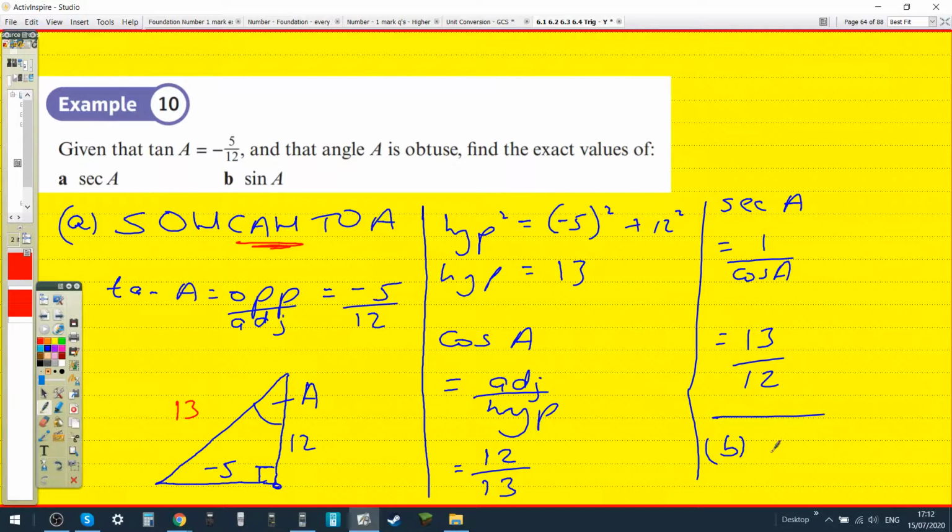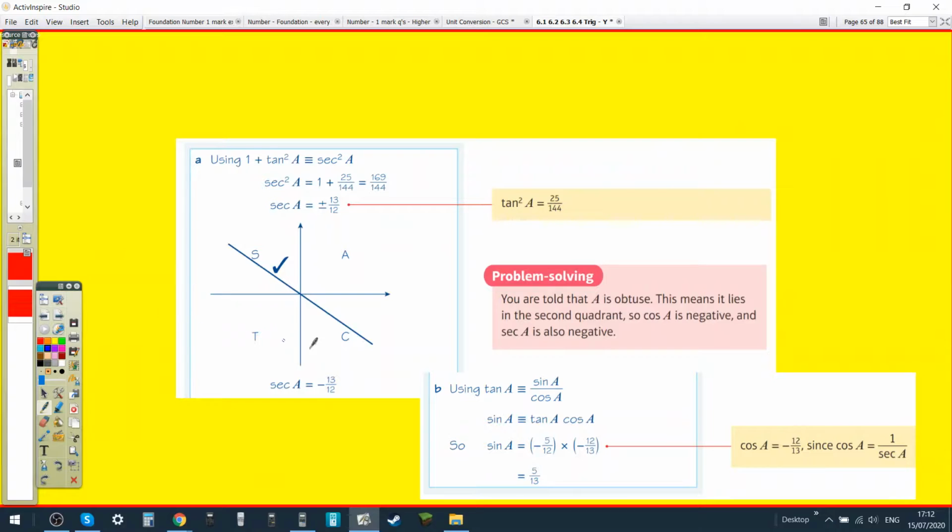So that we do opposite over hypotenuse, so 5 over 13. It looks like 5, but it's not 5. Minus 5. I hope this is correct. So we're saying 13 over 12, minus 5 over 13.